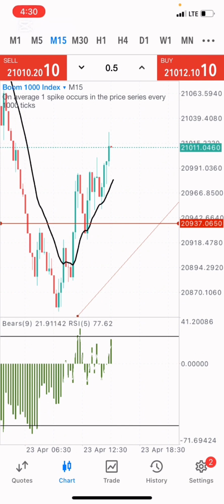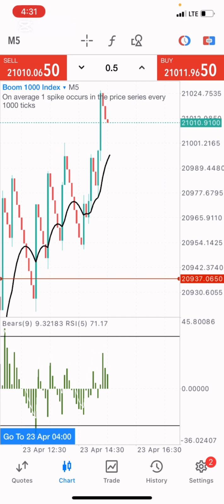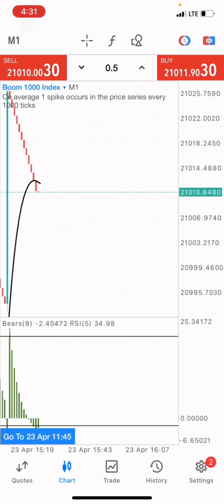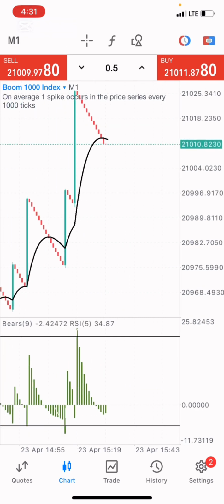Okay, so what you do is look for bearish momentum like I'm explaining. And when you've seen more bearish momentum from the daily time frame down to your 1 minute time frame, that's when you are supposed to be comfortable with a selling decision. You simply have seen more reasons why you should sell the Boom 1000 index market at that point. All right, so here we go.